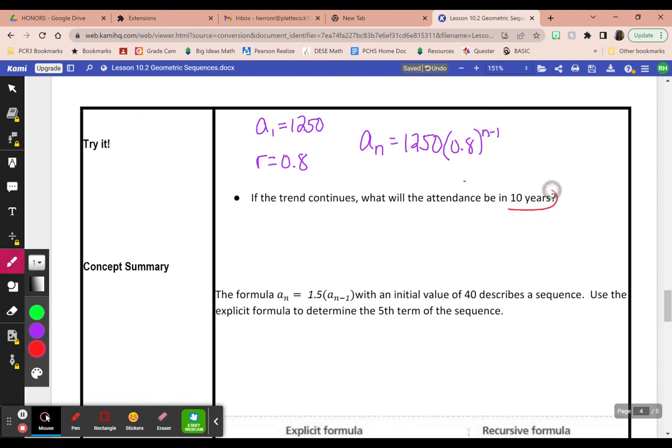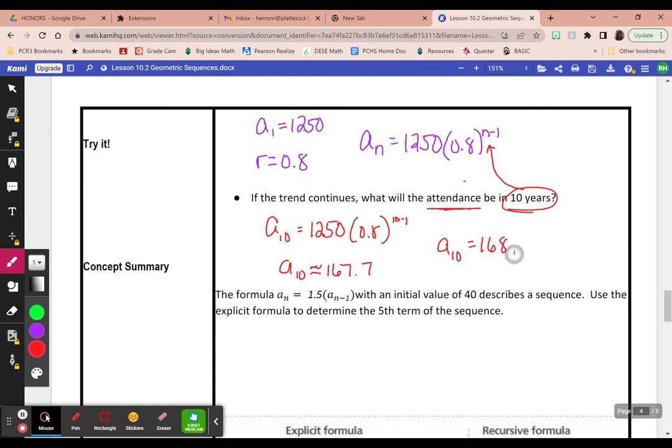Now, if we want to do this for 10 years, we're going to take 10 and plug it in for n. So A sub 10 equals 1,250 times 0.8 to the 10 minus 1, which means we're plugging it into the 9th power. And if we do that, we end up with A sub 10 is about 167.7. And we're talking about attendance, right, with people. So we need to go up. So 10 years later, only about 168 people would be attending the festival.